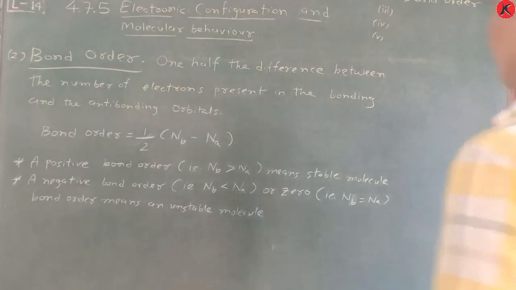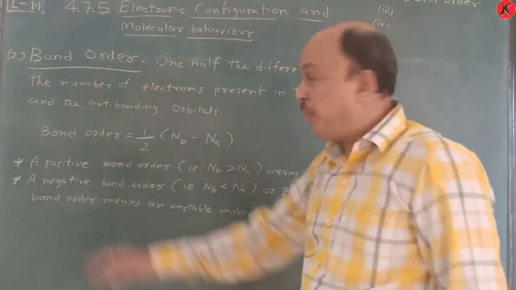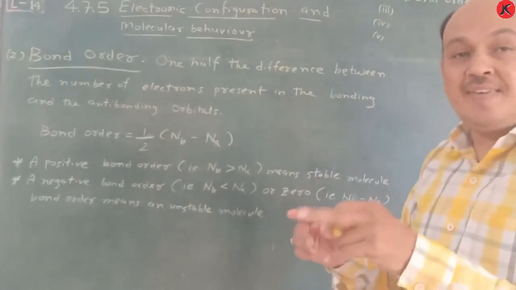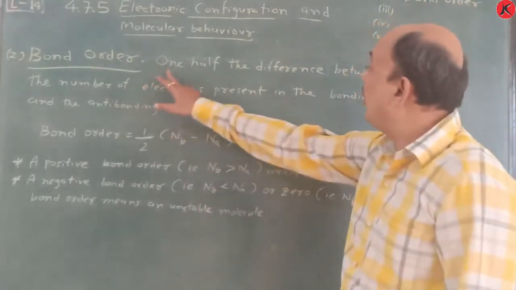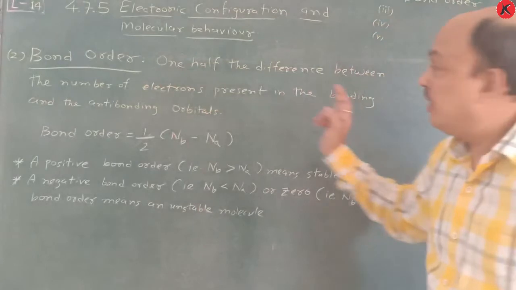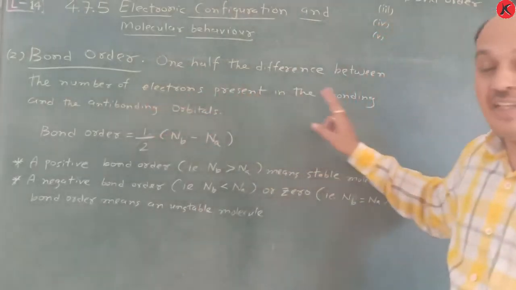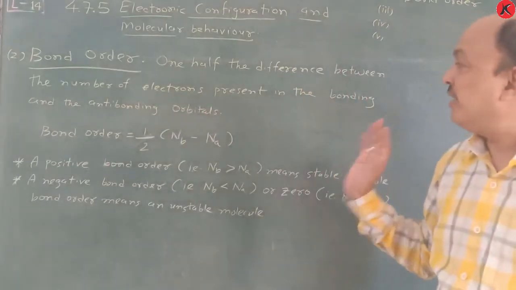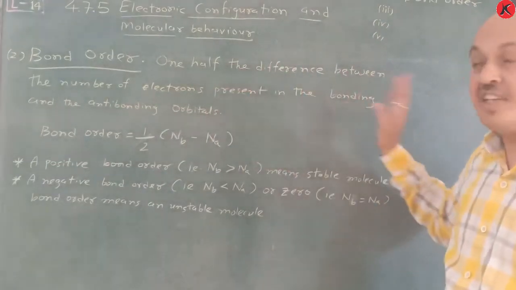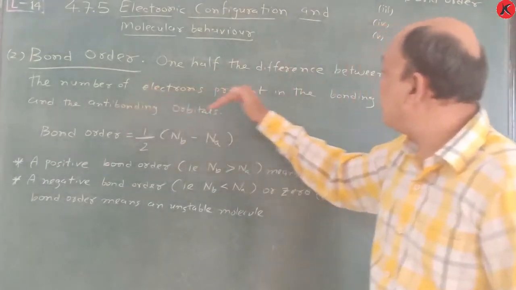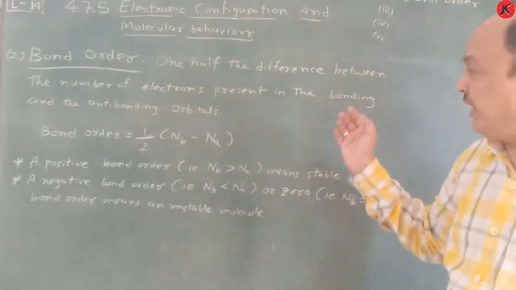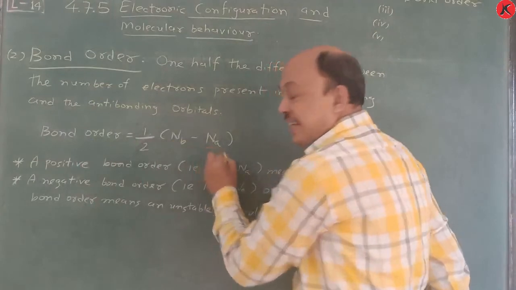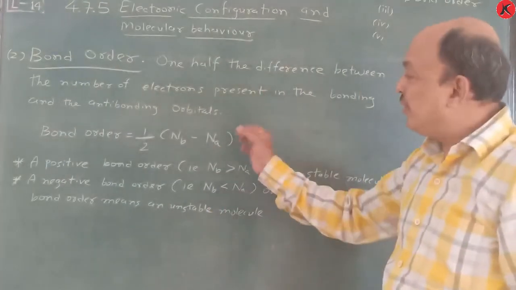Now the next important information: bond order. Bond order is defined as (Nb minus Na) divided by 2. So it is one half the difference between the number of electrons present in the bonding and the anti-bonding orbitals. So bond order is equal to 1/2 (Nb minus Na). Very simple formula. You have to remember it.